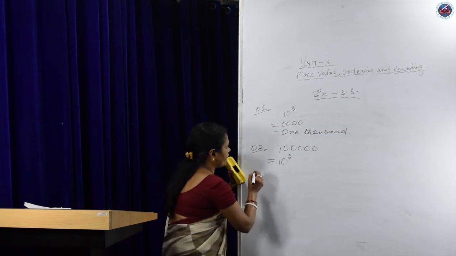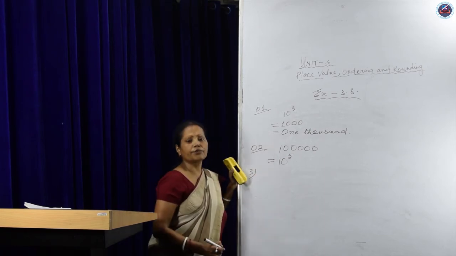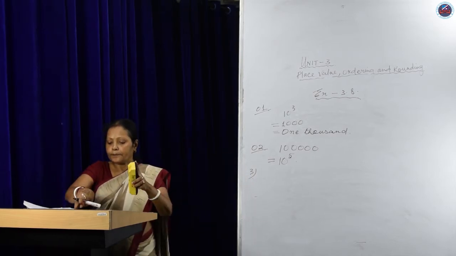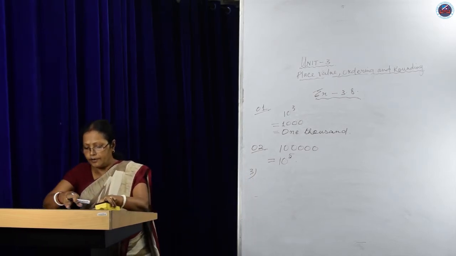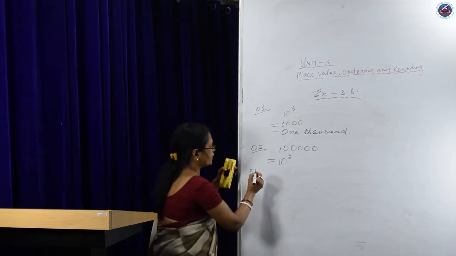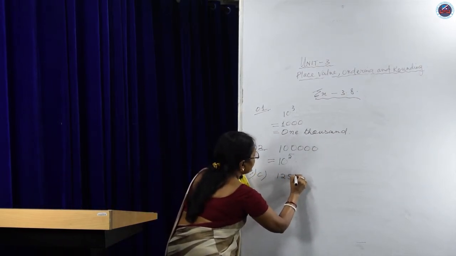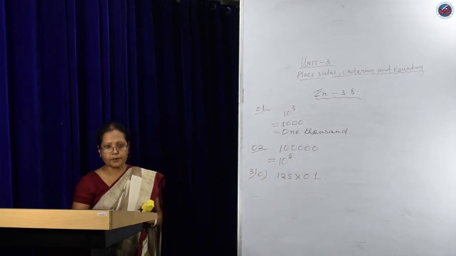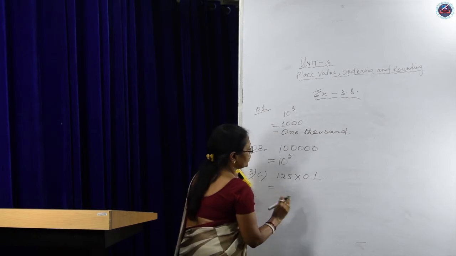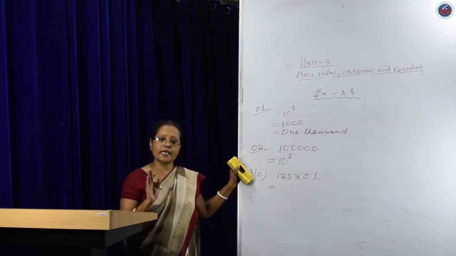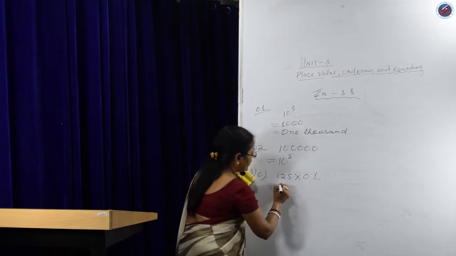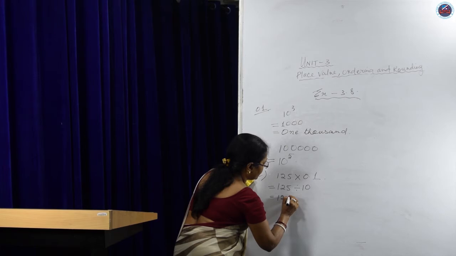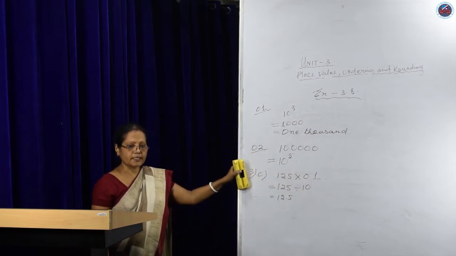Next, I go to question number 3. In question number 3, I will do one sum that is given in question number C. 125 multiplied by 0.1. As I told you, multiplying by 0.1 is same as dividing by 10. So 125, you divide it by 10, so the answer will be 12.5. This is one of the sums.